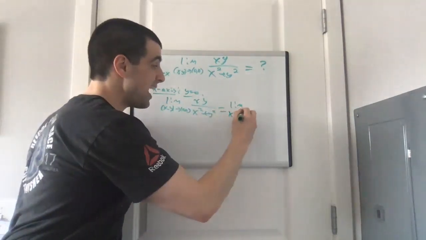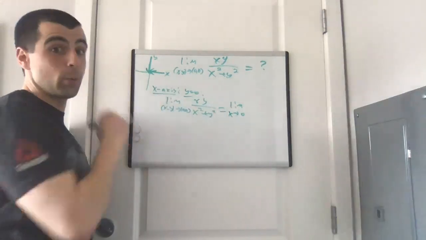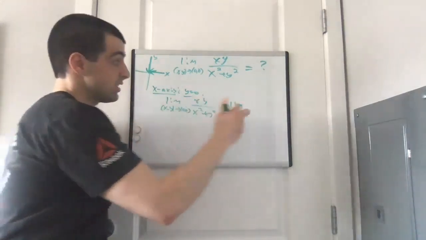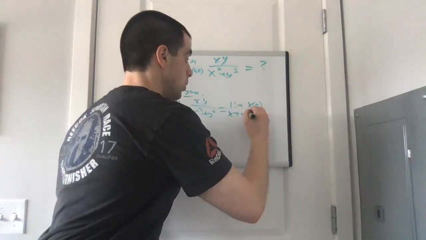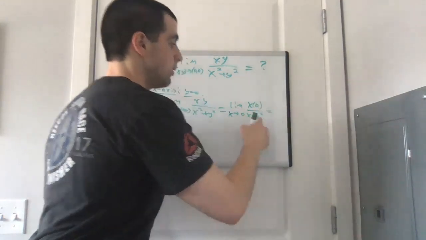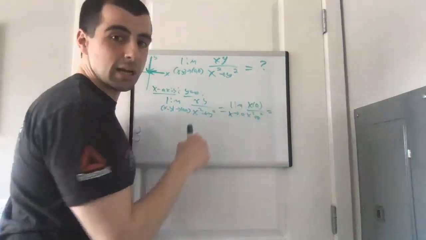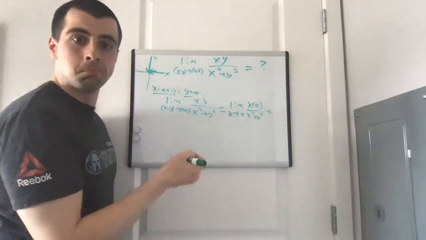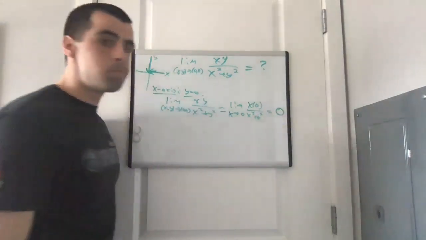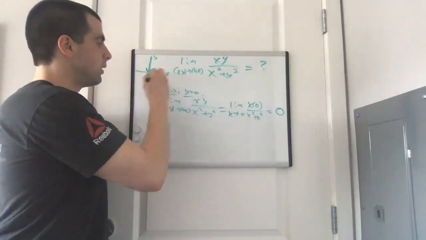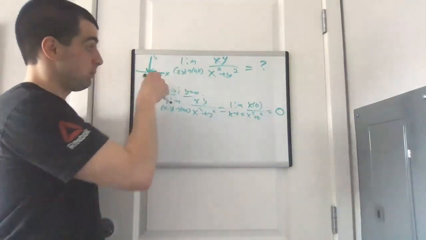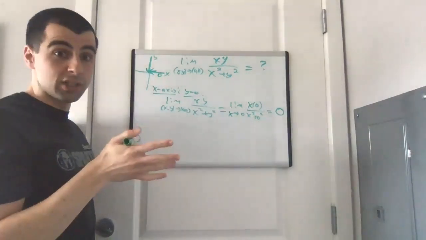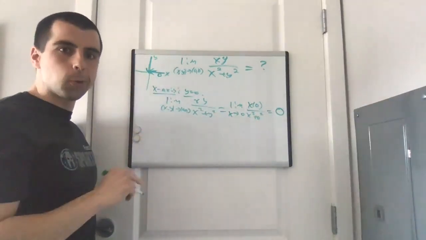So this is now just x going to 0. Now it's just worrying about x going to 0, and I know what y is. y is 0. Over x squared plus 0 squared. As you can see here, x times 0 is 0, so this whole thing is 0. So that means on this entire line, on the x-axis, this function is 0. So therefore the limit going to that is going to be 0.